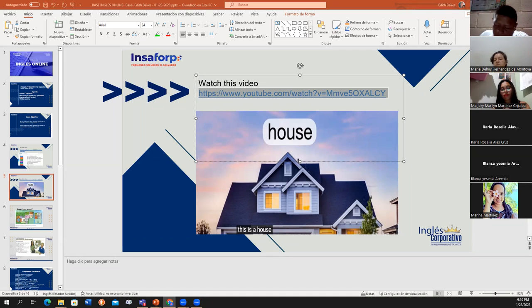I send it to you by WhatsApp group and also by Zoom chat. Okay. There you will find new vocabulary related to your house furniture, okay? Because you have a lot of... One moment, teacher. Okay.